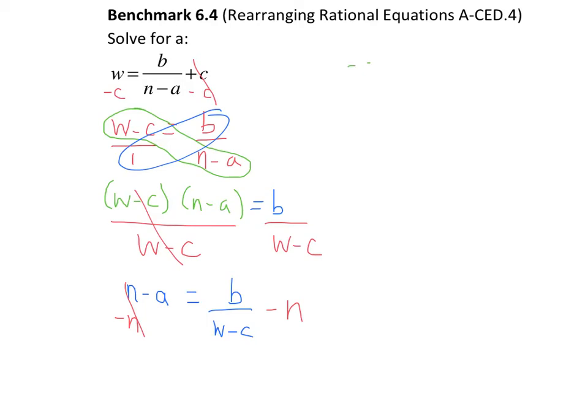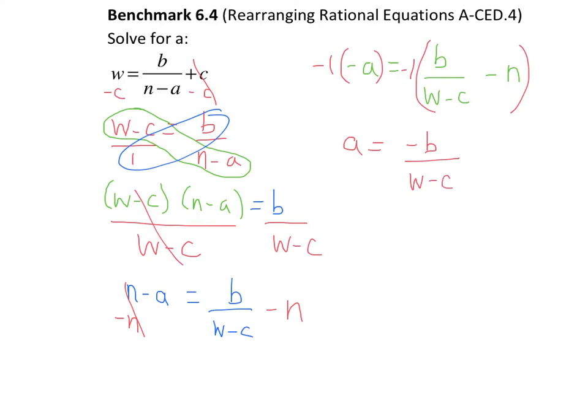So I now have negative a equals b over w minus c minus n. So how do you get rid of that negative? Well, can you multiply or divide both sides by -1? I think it'd be easier if I multiply by -1 on both sides. I think that'd be a little bit easier for more people to see. That would be a equals, and when you multiply by -1, you get negative b over w minus c plus n. So there is a. That was a lot of work to get a by itself. But you followed all the rules along the way.